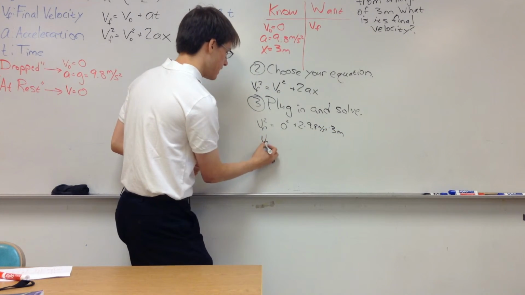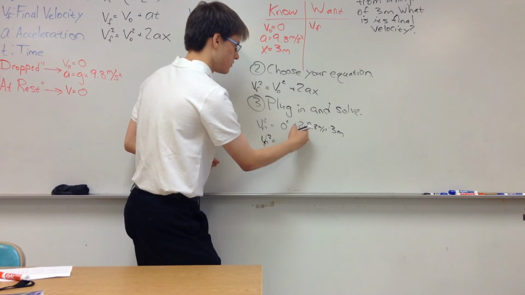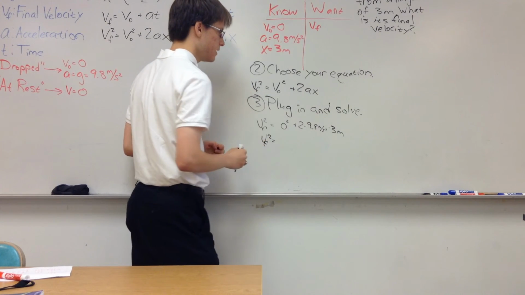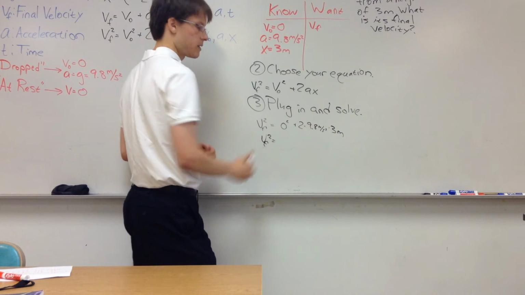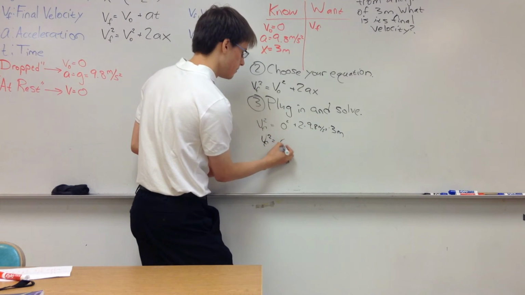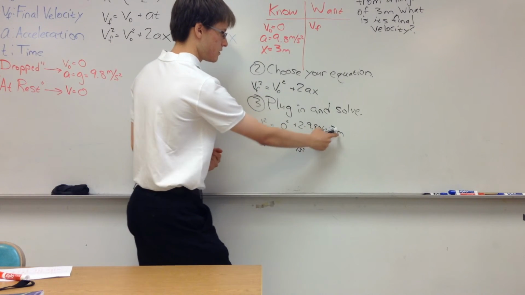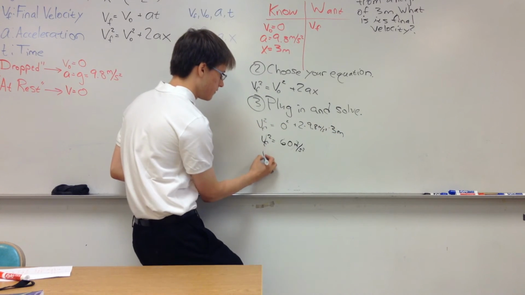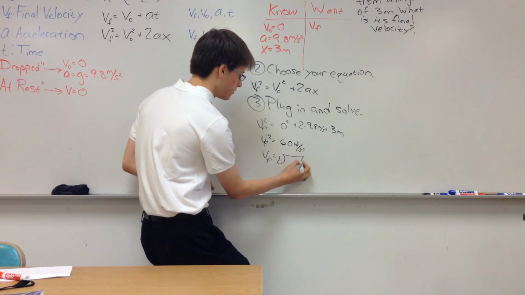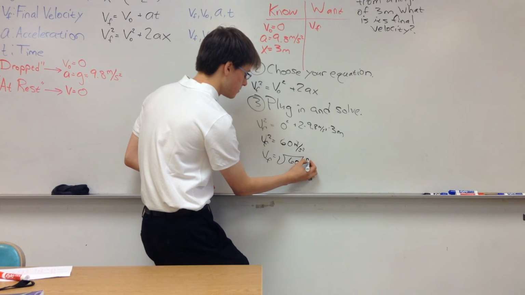So you have that vf squared is equal to 0 plus 2 times 9.8 times 3. Well, 2 times 3 is 6. 6 times 9.8 is a little bit less than 60, so I'll say it's about 60 meters squared per second squared, because the units multiply. So then your final velocity is equal to the square root of 60, and this will be in meters per second.